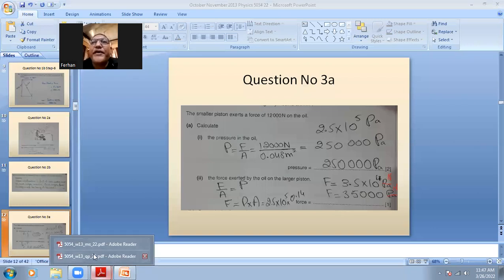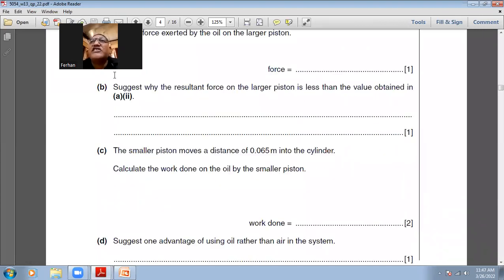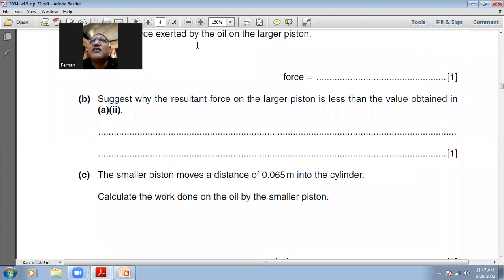Okay. Then their question is, suggest why the resultant force on the larger piston is less than the value obtained in the previous part. You see, that is because we have supposed that all the pressure which was created in the smaller cylinder has been transmitted to the larger cylinder, and that's Pascal's principle.